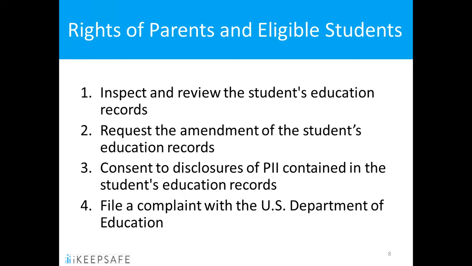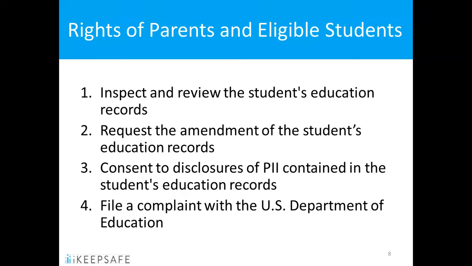FERPA gives parents and eligible students certain rights with respect to the student education records. And just to note, an eligible student is defined as a student who is 18 years of age or older. So these rights, they are 1, the right to inspect and review the student's education records within 45 days after requesting access. 2, the right to request changes be made to the student's education records if the parent or eligible student believes they're inaccurate, misleading, or otherwise in violation of the student's privacy rights under FERPA.